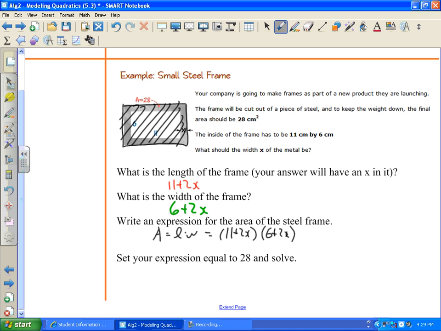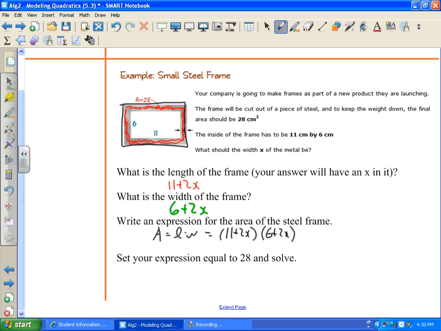But some of you guys, hopefully right now, are not really okay with what I've written, because that area is everything, length times width here. That would be the whole part, area. The catch is, I only want the area of the steel frame. And that's this area here. And right now, I have the area of all of the outside.